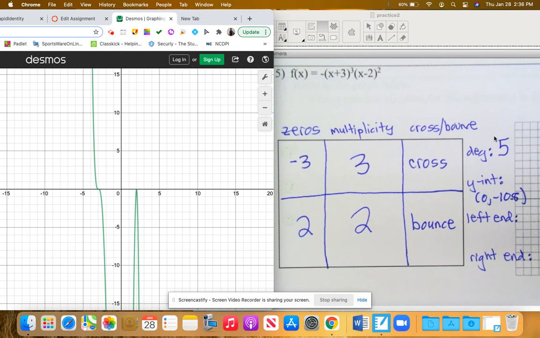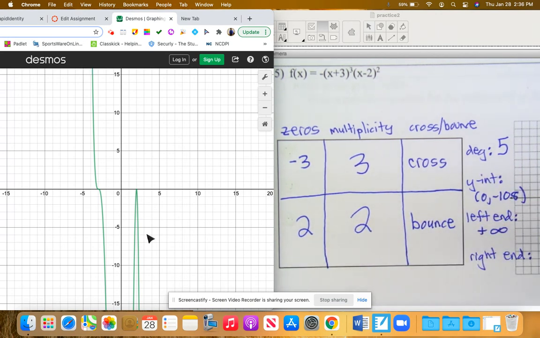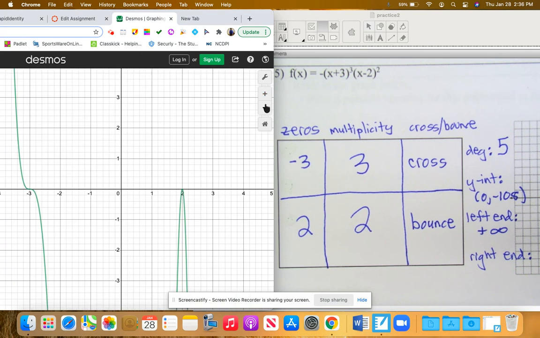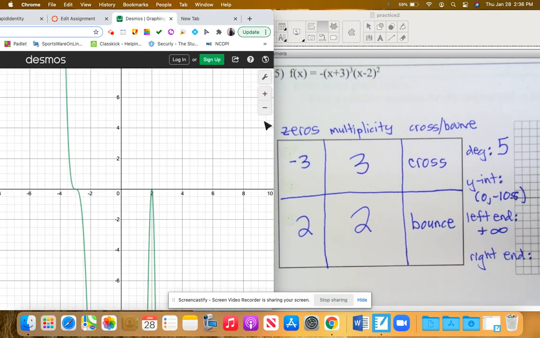Last thing is we need to figure out the end behavior on the left side and end behavior on the right side. On the left side, this function is going up. So that's where we are here. It's going up, up, up. So my end behavior is positive. And on the right-hand side, this function is going down. Feel free to use your cursor keys and things over here in Desmos to zoom in and zoom out if you really wanted to be sure. But that function is going down on the right-hand side. So my end behavior is -infinity.